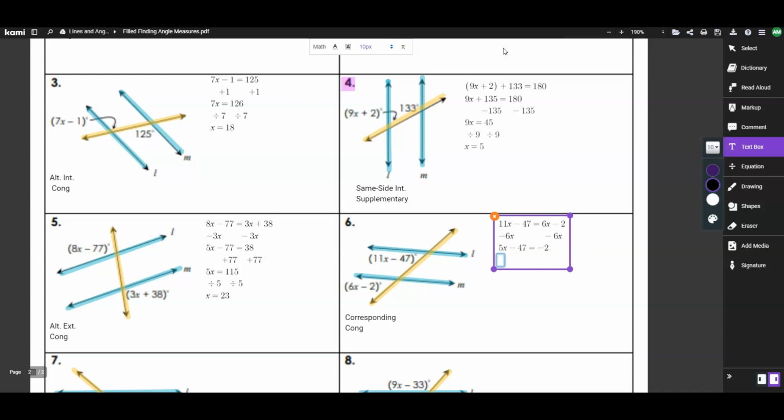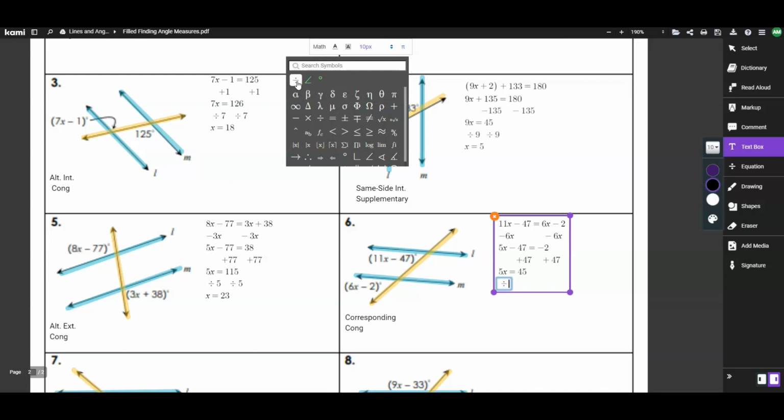I'm going to add the 47 to both sides, which is going to give me 45. So we have 5x is equal to 45. And if we divide both sides by 5, we're going to find that x equals 9.